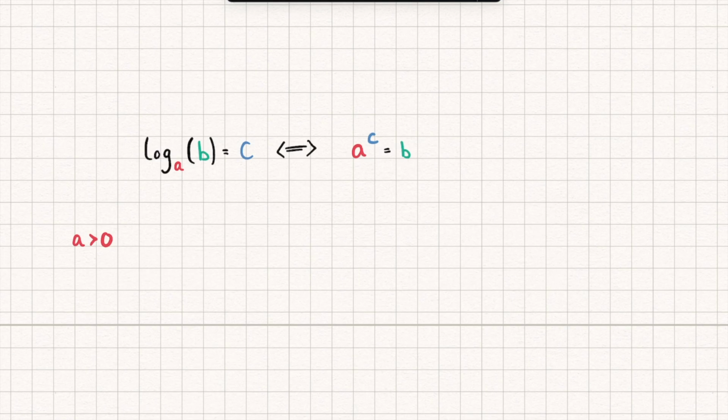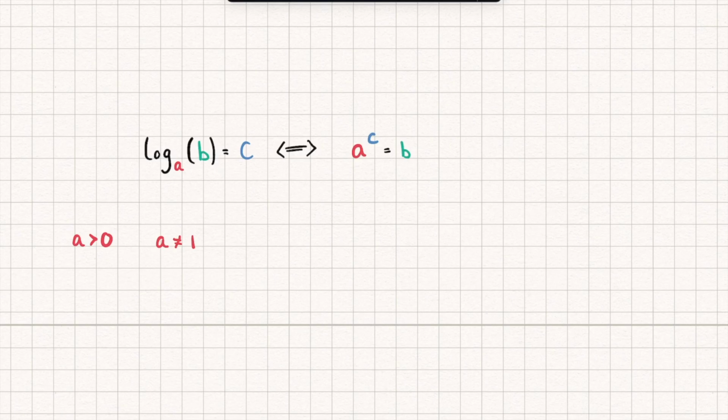So that's one thing we need to make sure we're aware of. The second is that a can't equal 1. So a has to be greater than 0 and a can't equal 1. Let's think of an example as to why. Let's say log base 1 of 6 equals x. Well, what is this saying? It's saying 1 to the power of x equals 6. Well, 1 to the power of any number is just 1. So there's no solution that I can find that's going to solve that equation. So a has to be greater than 0, and it also can't equal 1.